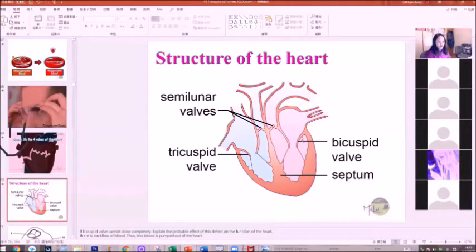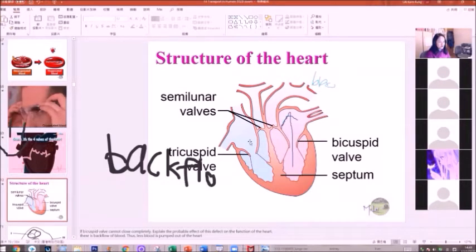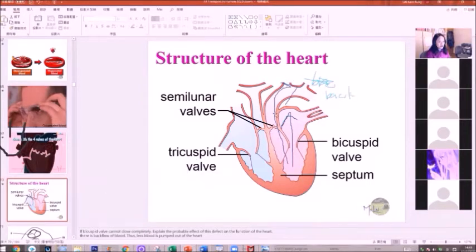What would be the probable effect of this on the functioning of the heart? If this bicuspid valve cannot close, what happens? Yes, there will be backflow of blood. So the blood should only flow in this direction to the aorta, but it will have backflow. If there is backflow, what would be the effect to the body?